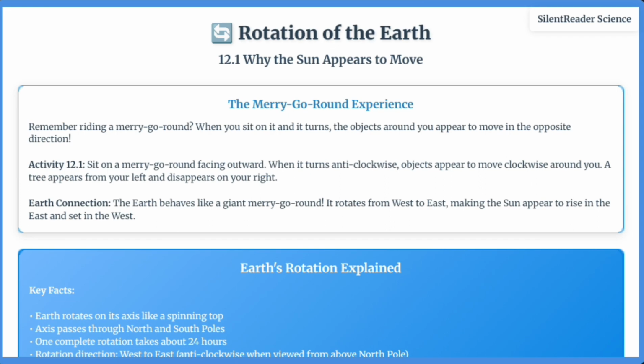We can simulate this using a globe and torch experiment. When we mark our location on a globe and rotate it from west to east while shining a torch on it, we can see how our location experiences day when facing the light and night when facing away. This simple experiment demonstrates the fundamental reason for our daily cycle of day and night.